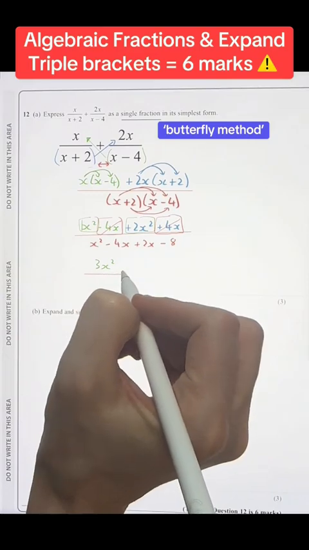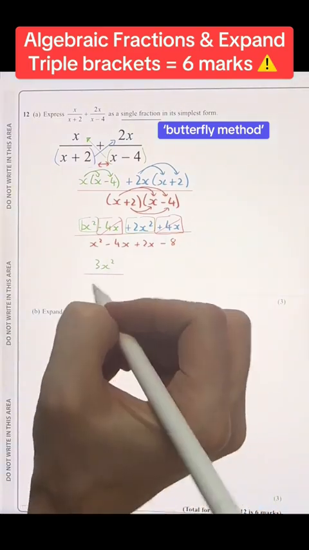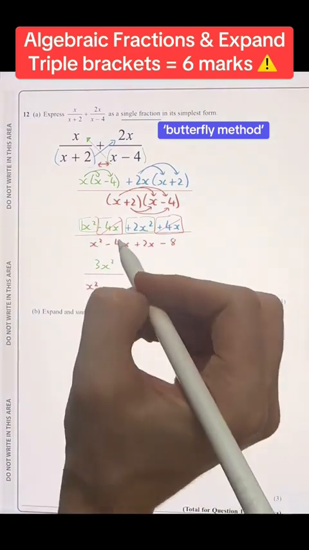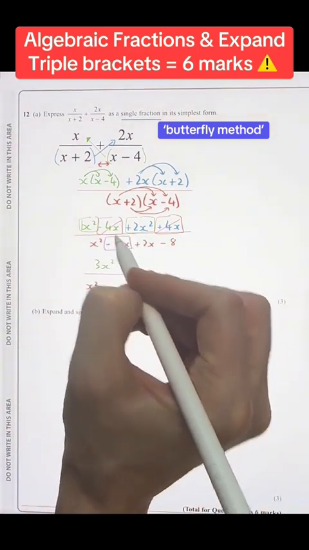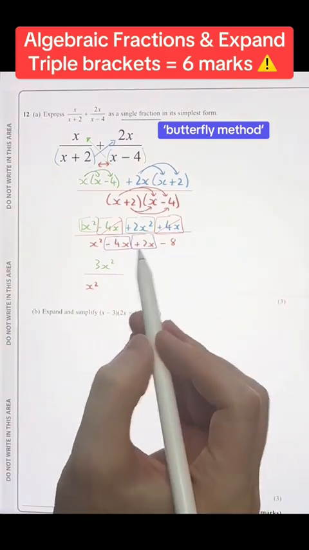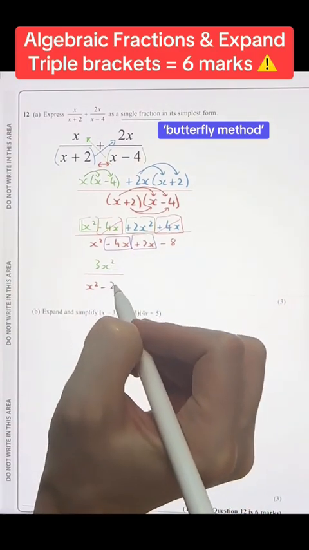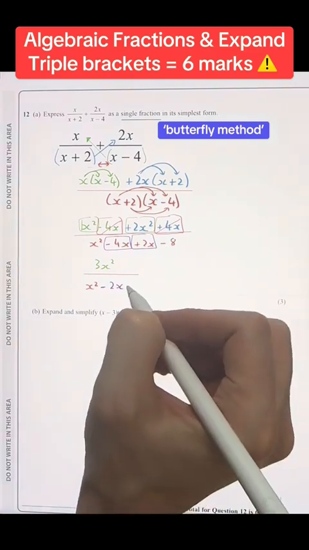On the bottom, collecting like terms, I've got x squared. I've got no other term ending in x squared. So I'll write that down. Collecting my single letters of x, here I've got negative 4x plus 2x. Well, I know 2x subtract 4x will simplify to give us negative 2x. And I've still got the number term, negative 8.